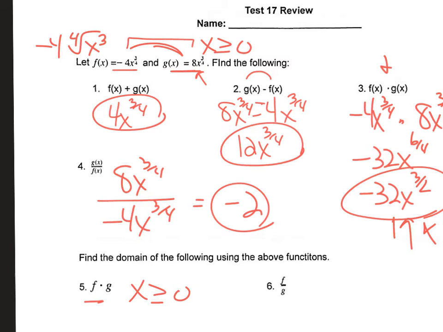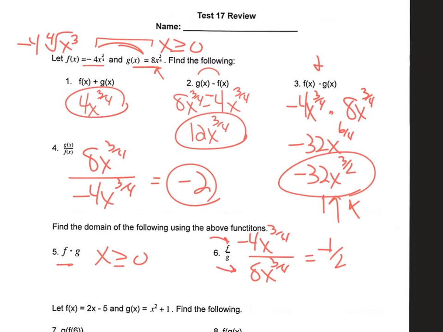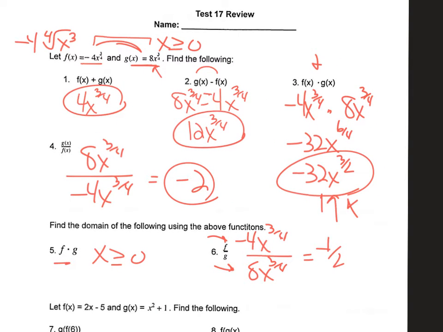Now, the next one says f over g. We didn't do that up there, but if we did f over g, it would look like this. And those would cancel again. I would get negative 1/2 because my x's would cancel, but you need the domain from how you set it up. So I'm looking at this one and this one. There are still 4th roots. Even roots have to be positive, so it's going to be x is greater than or equal to 0. But now I have an x in my denominator. If you have an x in your denominator, it cannot even equal 0. You cannot have a 0 on the bottom. So I'm going to change it to just x is greater than 0, because you cannot have a 0 in your denominator at all. Hope that makes some sense.